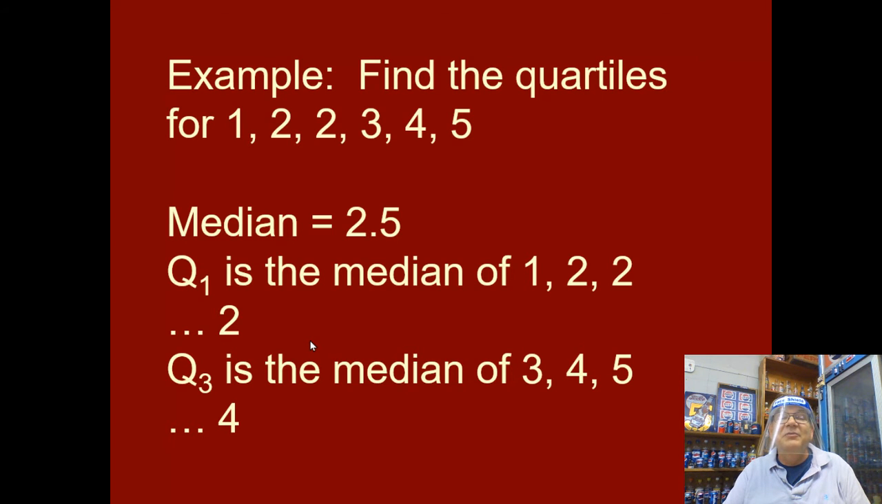Well, then if I just limit myself to the bottom half, 1, 2, 2, the median for those three numbers is going to be the first of the twos. And then if I look at the top half, 3, 4, 5, I'm pretty sure the median of that is 4. And so my quartiles are going to be 2, 2.5, and 4. Those would be the numbers that we have.